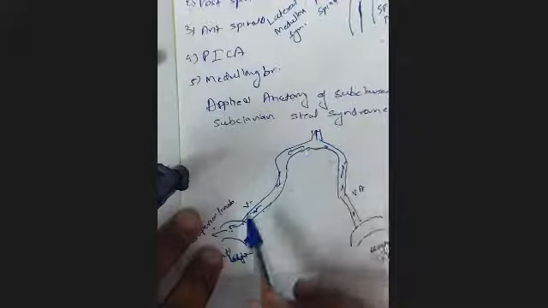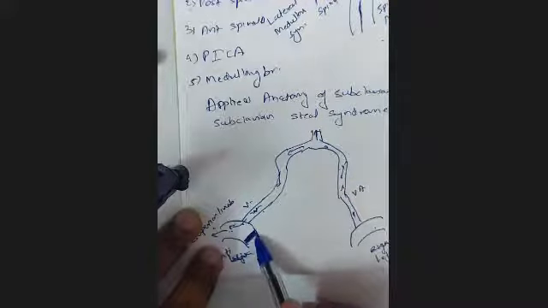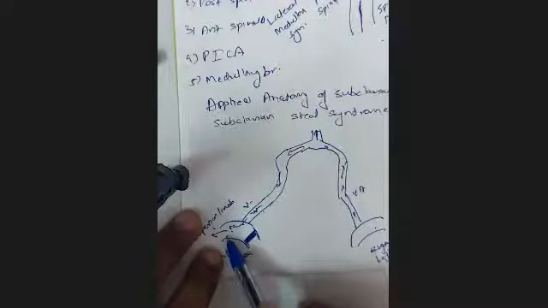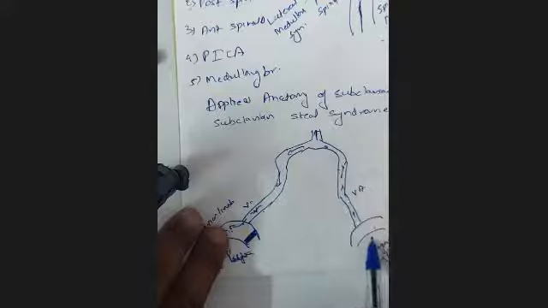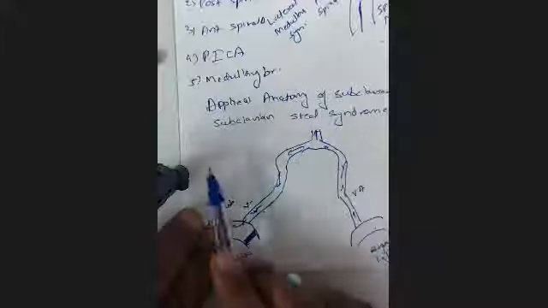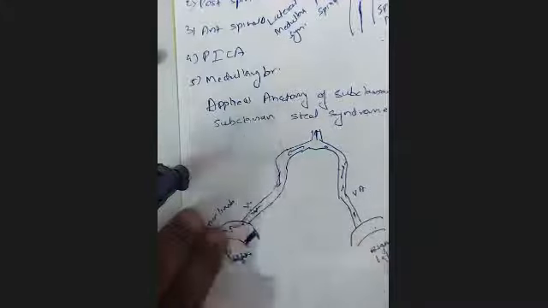steal syndrome, where the subclavian artery on one side is blocked proximal to the origin of the vertebral artery. Then the upper limb of that side pulls the blood from the other subclavian via the vertebral artery. But in this whole process, the blood supply to the brain may get compromised, or many times may not, because the brain has a nice collateral circulation. So thank you so much. Here we end the session on the vertebral artery.